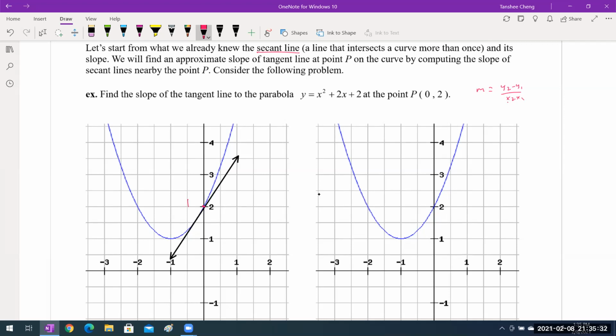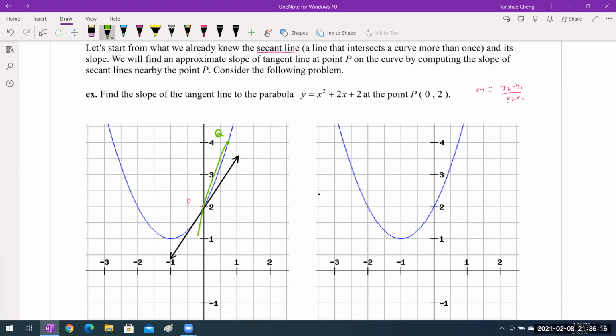For example, this is the point P, and here is my other point, Q. If I connect these 2 points together, that gives me a secant line, and we find the slope of the secant line. My graph is not good. It should be a straight line. I cannot draw it, so make sure you use a straight edge. The slope of this secant line is going to be way off from the slope of the tangent line that we want to look for.